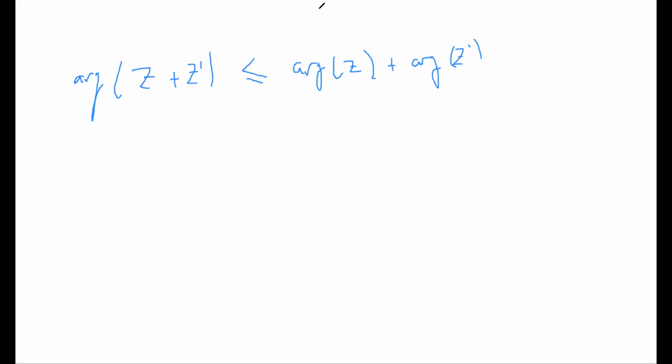Sir, what, like an ordering? You can consider it as an ordering. Yes. This was in the sessions once upon a time: argument of z plus z prime is less than or equal to argument of z plus argument of z prime. Any questions about this relation? No, sir.